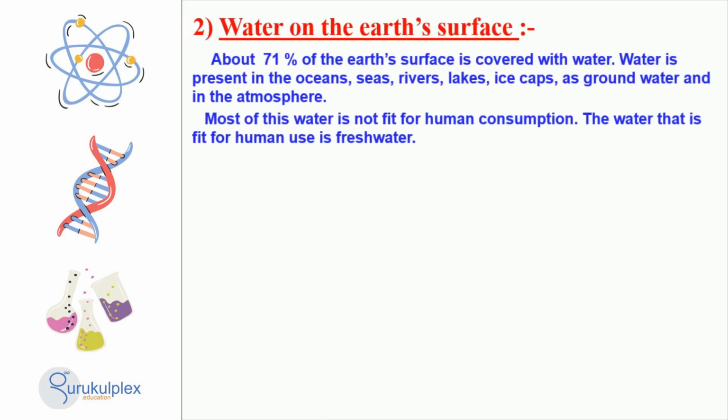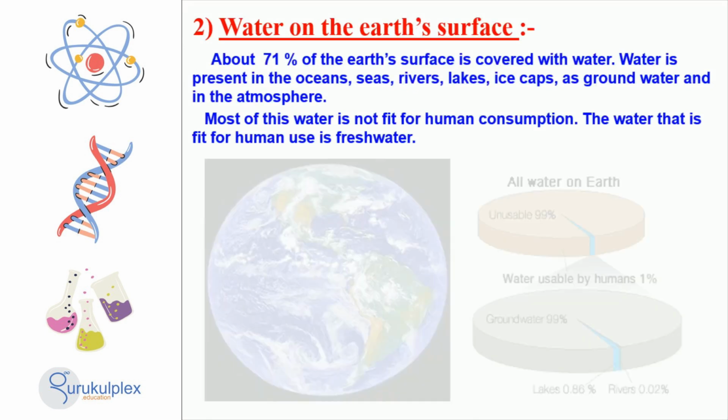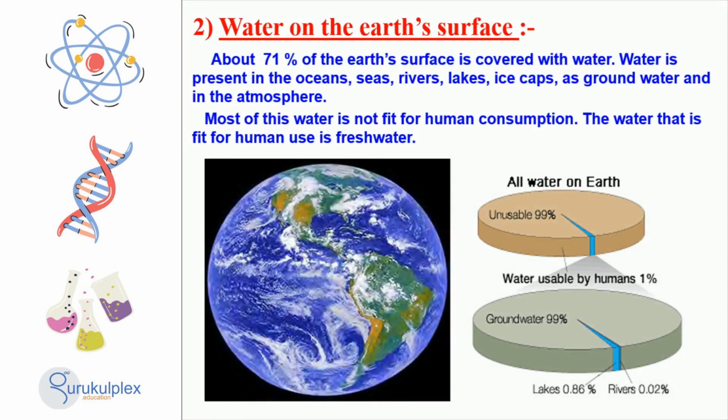The Earth's surface is composed of 71% water, but most of it is not suitable for human consumption. Freshwater is the only water readily available for human use. It can be sourced from oceans, seas, rivers, lakes, ice caps, groundwater, and in the atmosphere. The USGS depicted this visually in a graphic outlining the various sources of freshwater on Earth.